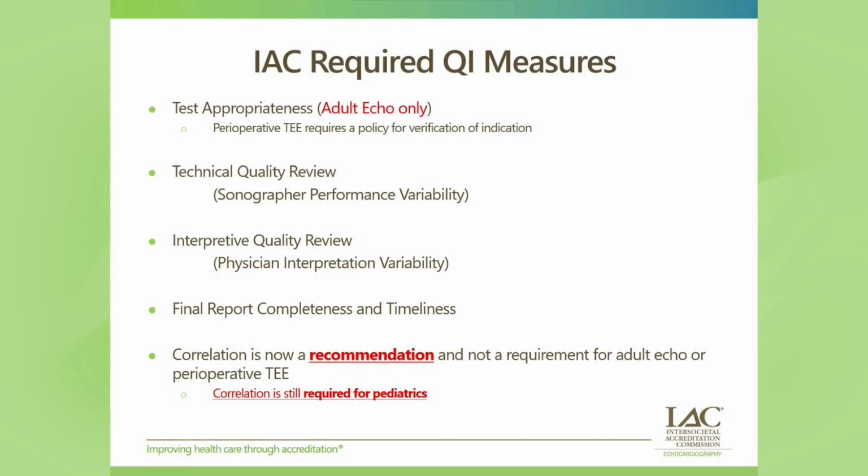Next would be final report completeness and timeliness. This is two separate metrics. Report completeness is a review of whether or not the report included all of the required measurements, text comments, a summary of the comments, any reported critical findings, anyone that you talked to about the findings of a stat or an urgent study. And then report timeliness is the overall turnaround time. Was the report finalized in the required amount of time?